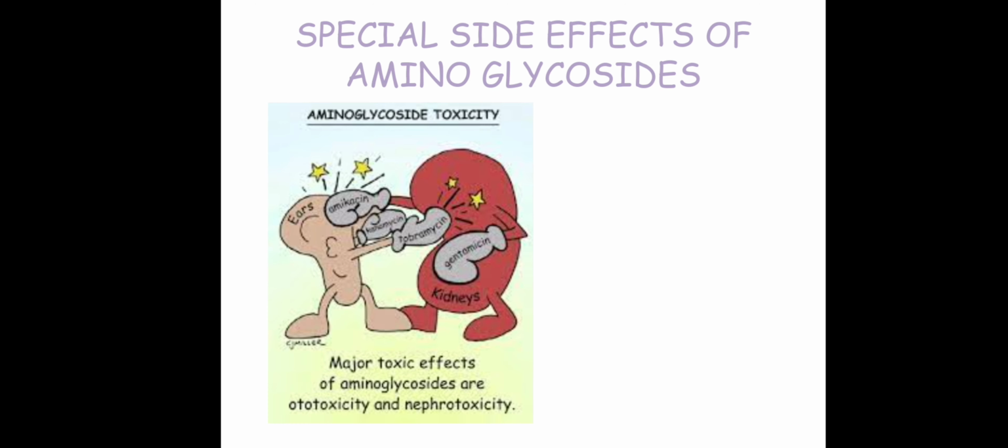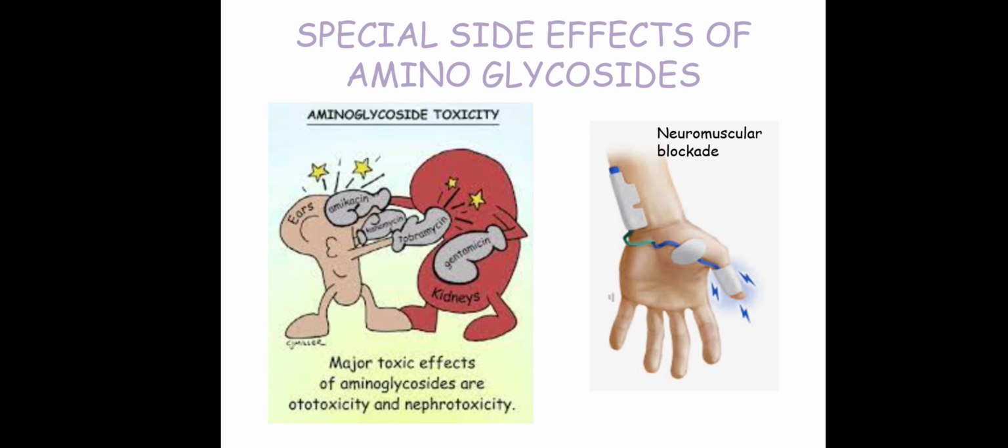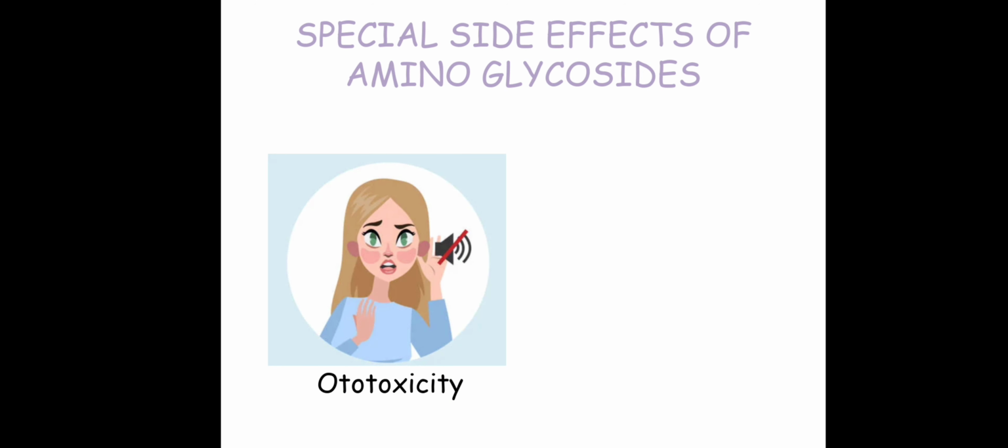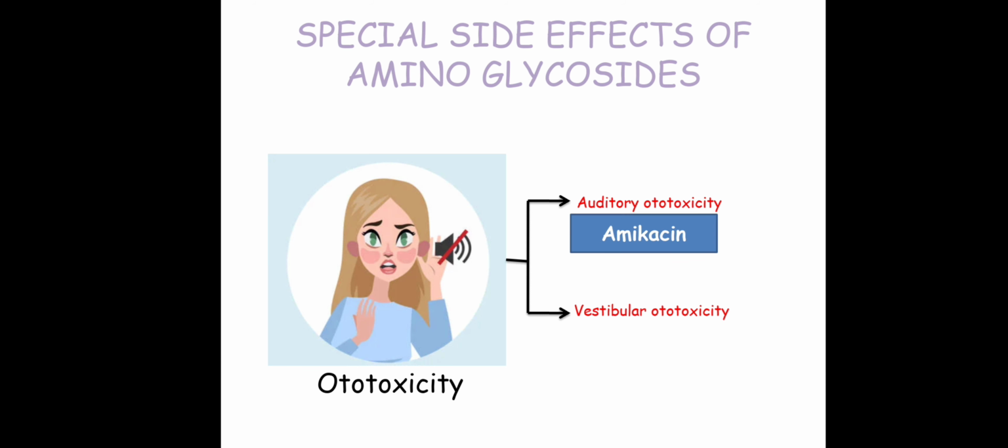Next, the special side effects of aminoglycosides are that they produce ototoxicity and nephrotoxicity. They also produce neuromuscular blockade. Now ototoxicity is of two types: auditory ototoxicity as well as vestibular ototoxicity. Over here, amikacin can cause maximum auditory ototoxicity, whereas streptomycin can cause maximum vestibular ototoxicity.